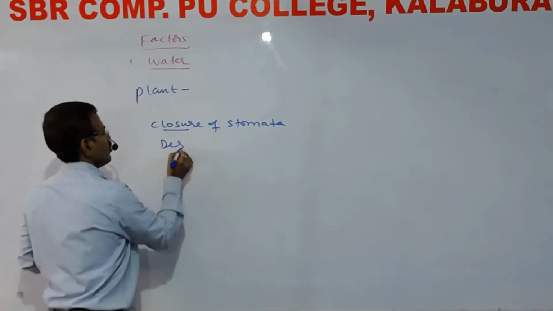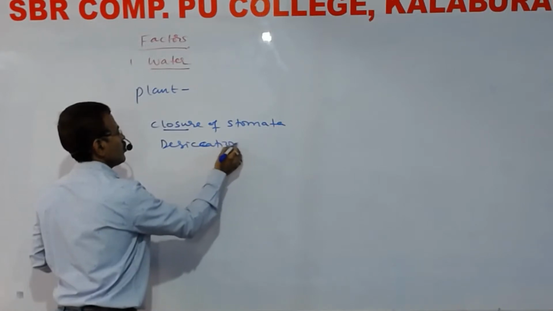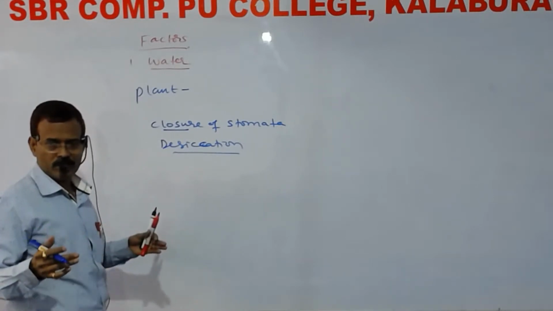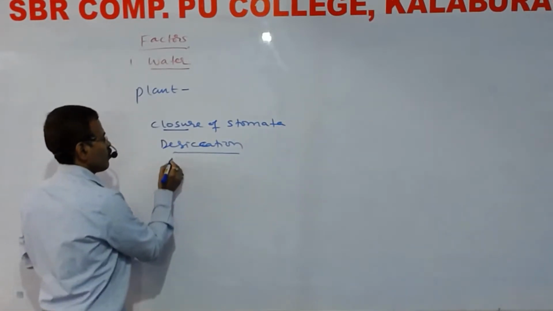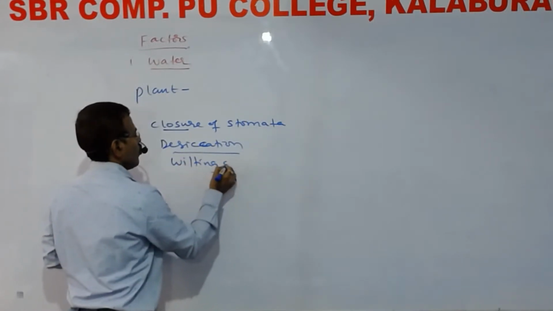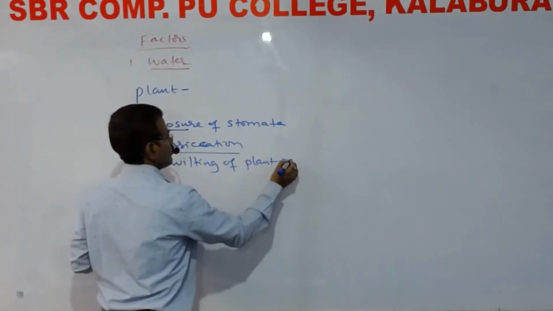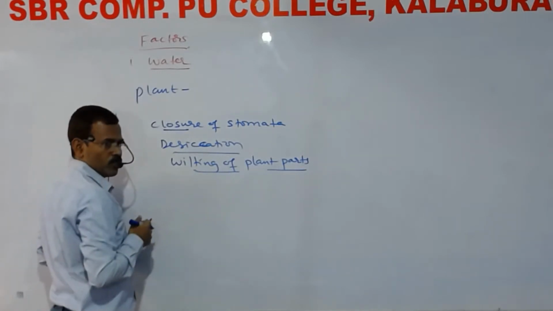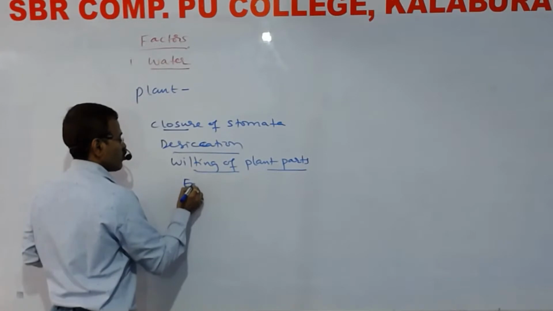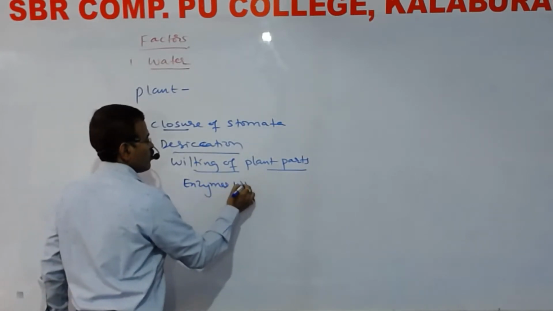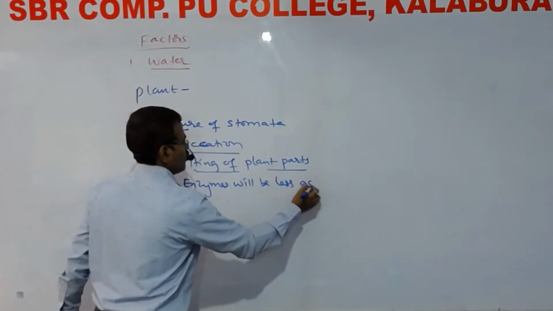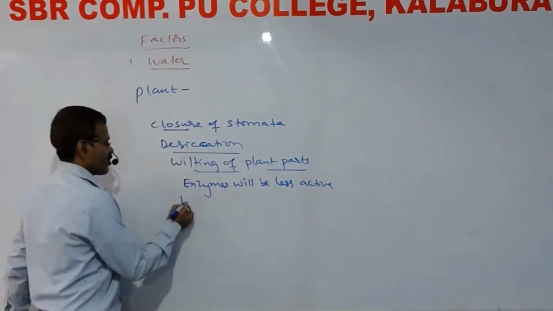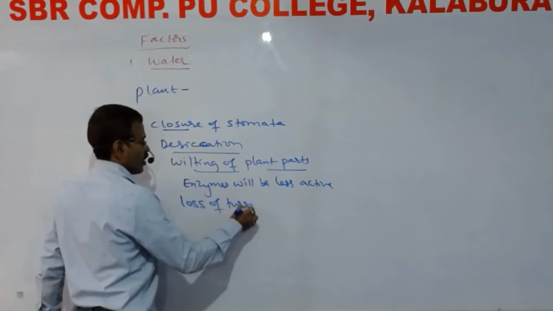It leads to desiccation, that is a draining of the plant part. Loss of water, reduced amount of water, wilting of plant parts. Then enzymes will be less active because of lack of water. Loss of turgidity will be there.